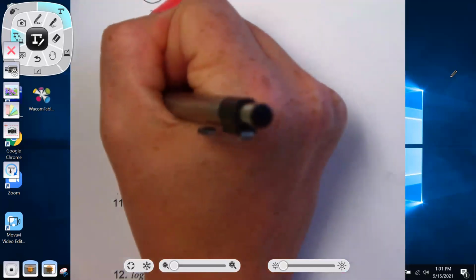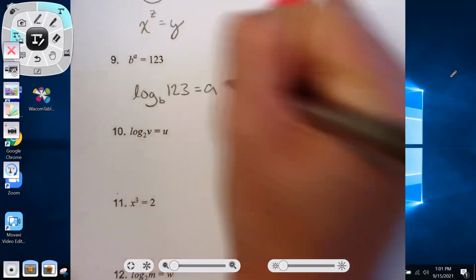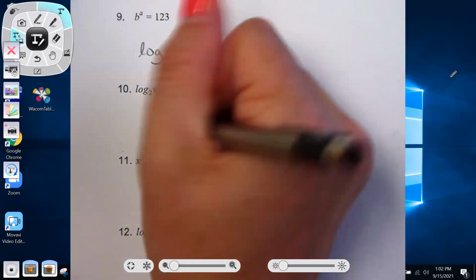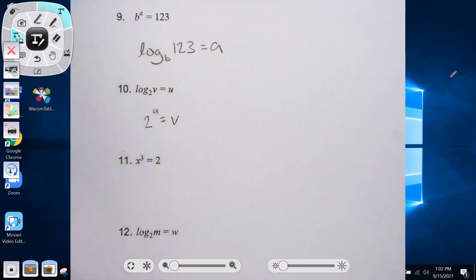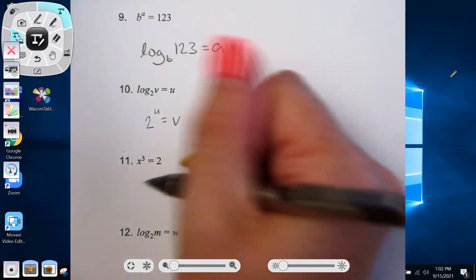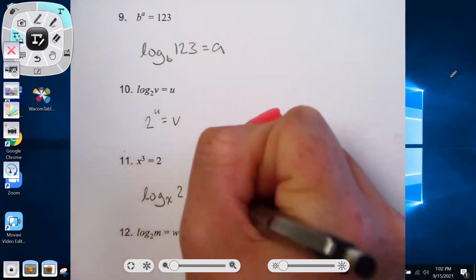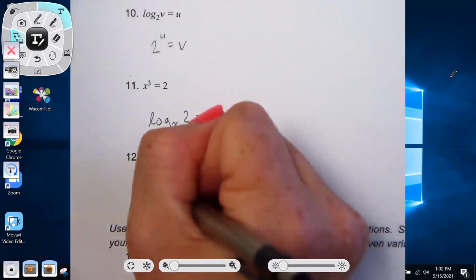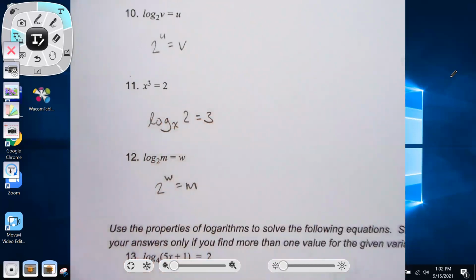Okay, number 9, log base b of 123 equals a. Number 10, 2 to the u power equals v. Number 11, log base x of 2 equals 3. And number 12, 2 to the w power equals m. Questions on that section?